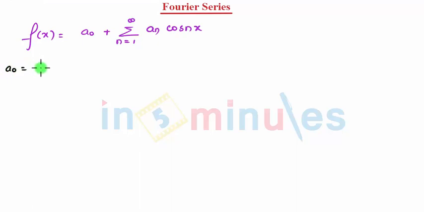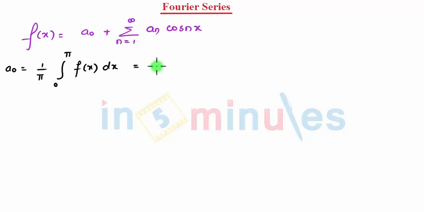So my function will be, as we know, f(x) = a0 + summation n = 1 to infinity of an cos nx. Let's find a0 and an. I start with a0. The a0 formula is 1/pi integral from 0 to pi of f(x) dx.